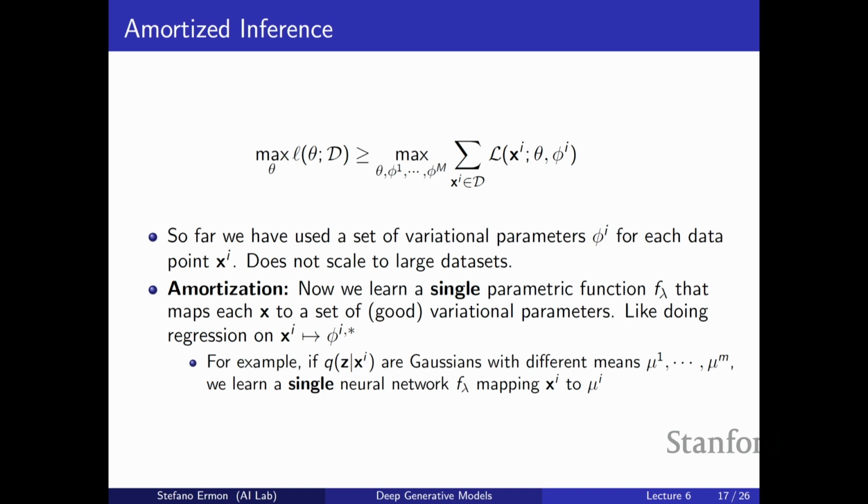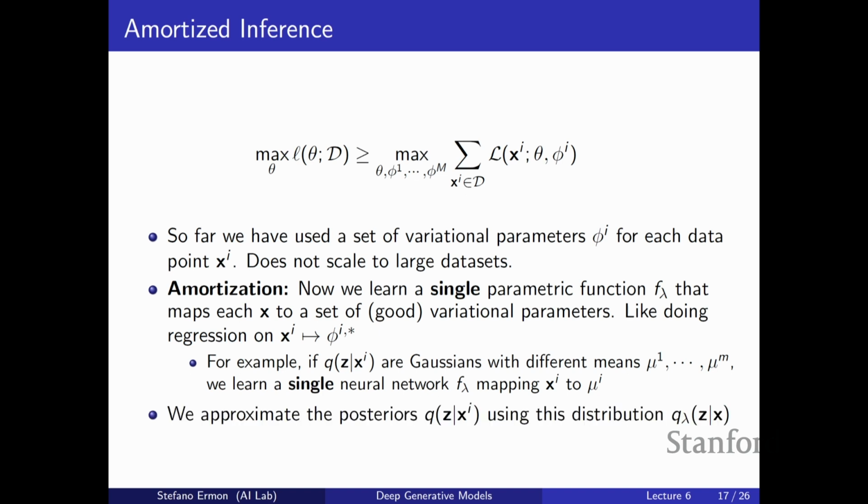And so again, if let's say the Qs are Gaussians, instead of having one different mean vector per data point, you have a single neural network that will try to guess what's the mean of the Gaussian as a function of x, as a function of the data point, the observed values that you see in each data point.